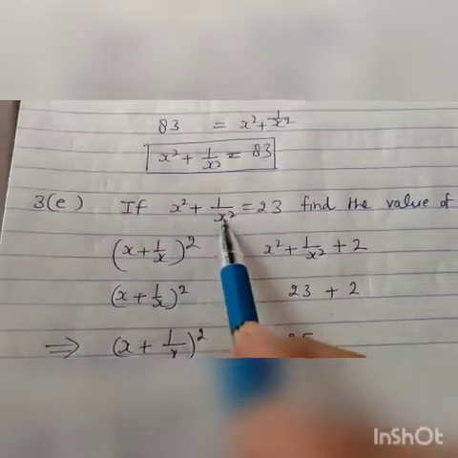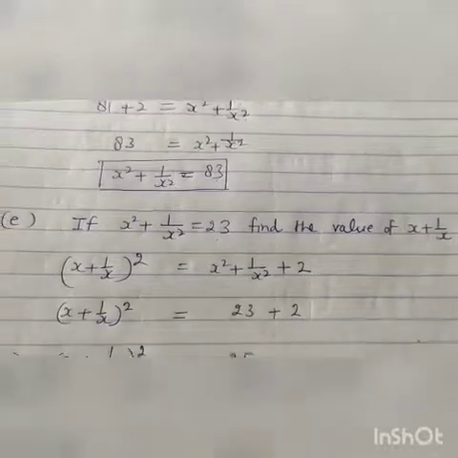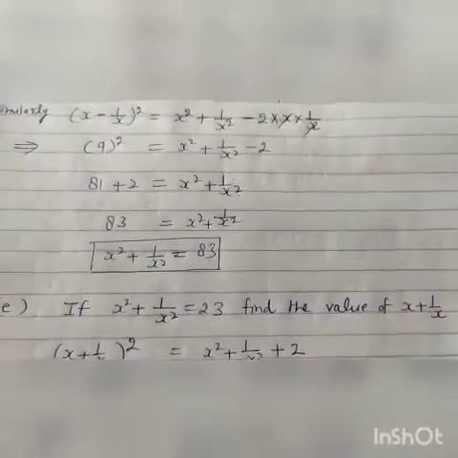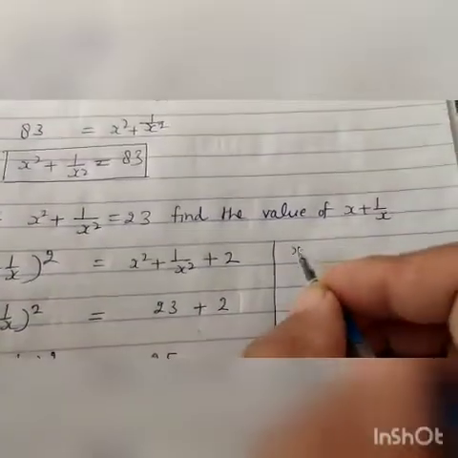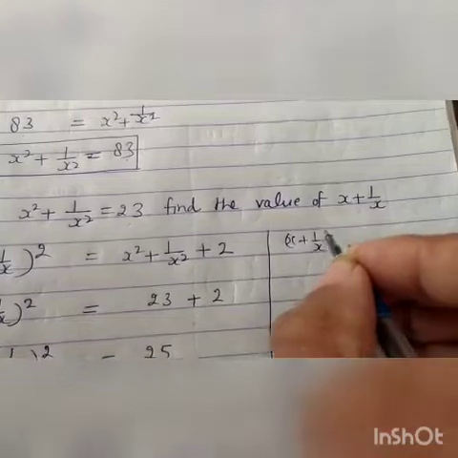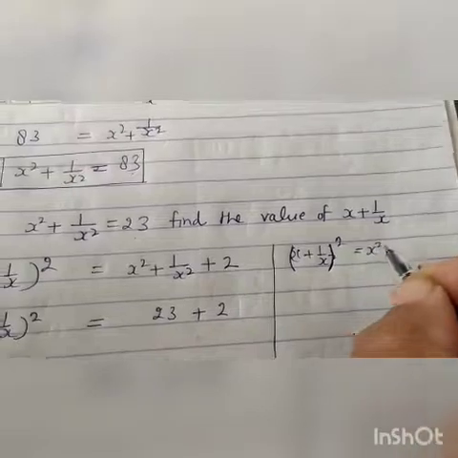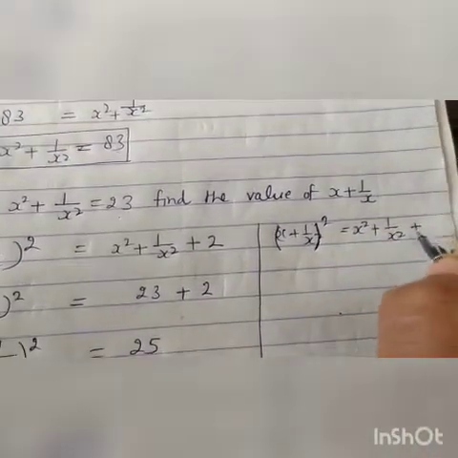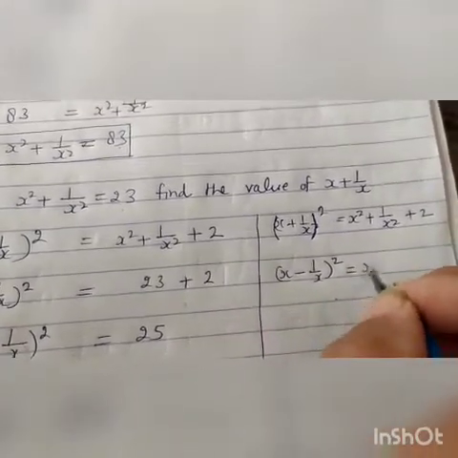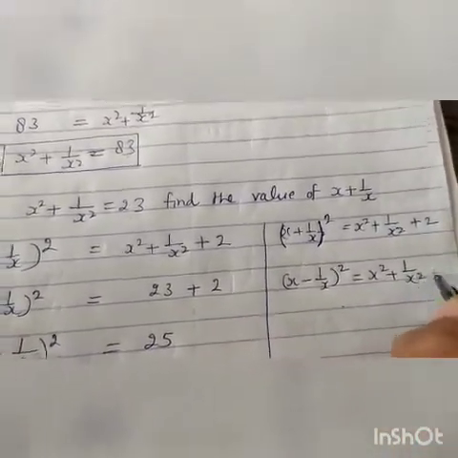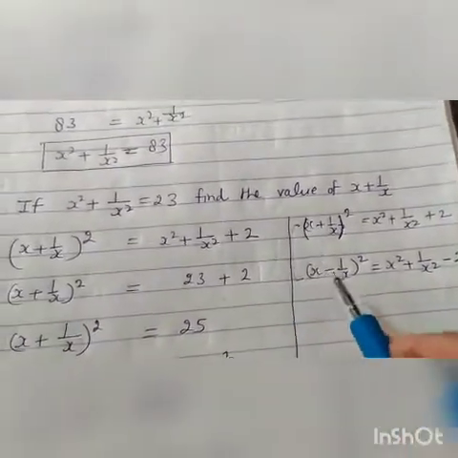If x square plus 1 upon x square is equal to 23, find the value of x plus 1 upon x. As I told you, 4 identities. This x plus 1 upon x whole square is equal to x square plus 1 upon x square plus 2, and x minus 1 upon x whole square is equal to x square plus 1 upon x square minus 2. We can use these two also as identities.